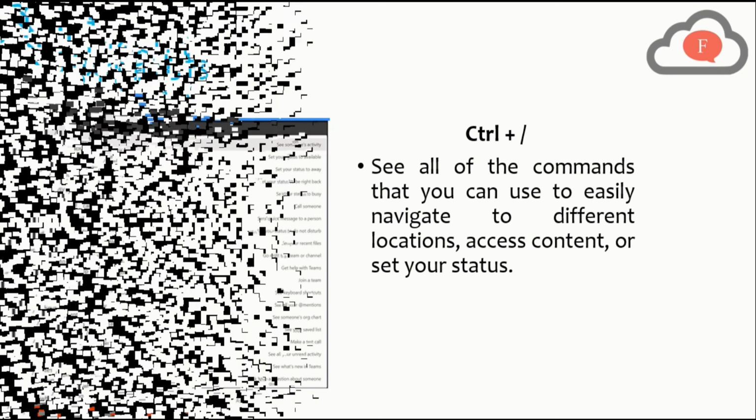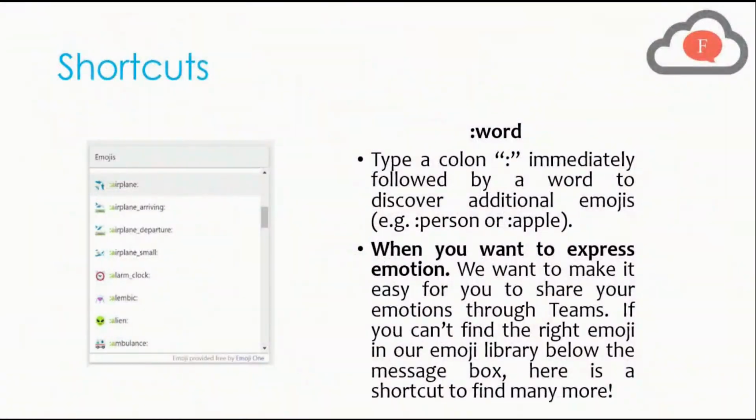And now let us go further and talk about another shortcut that will help you in giving emojis. When you want to express emotion, we want to make it easy for you to share your emotion through Teams. If you can't find the right emoji in our emoji library below the message box, here is a shortcut to find many more. How to do that? That is also quite easy. You don't have to search for the emojis in the message box. You just type a colon immediately followed by the word to discover additional emojis.